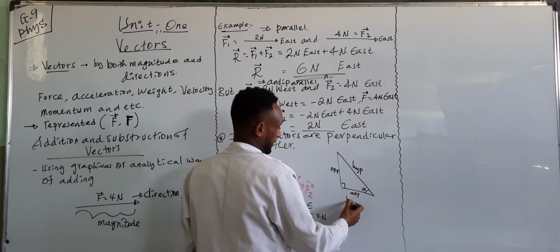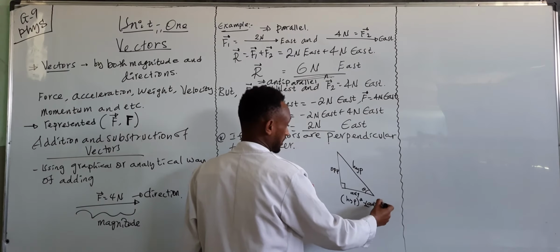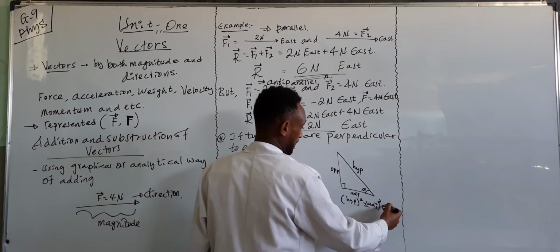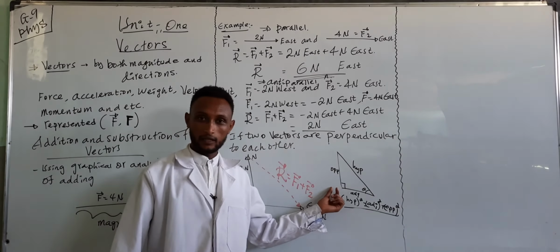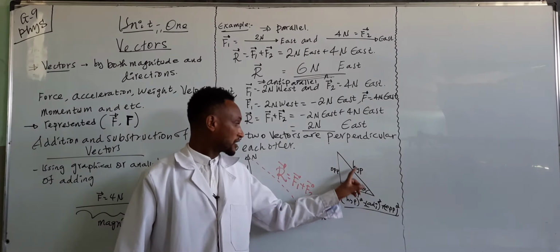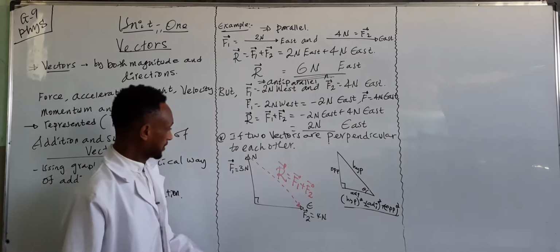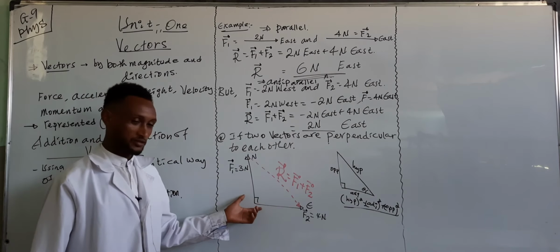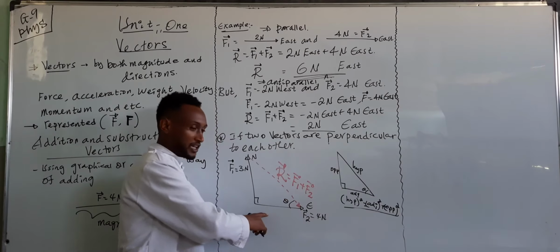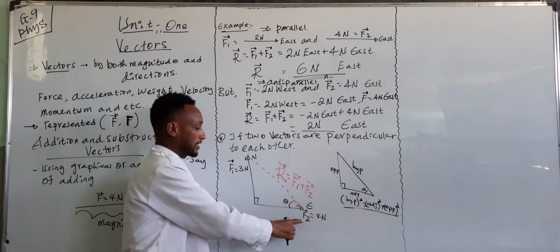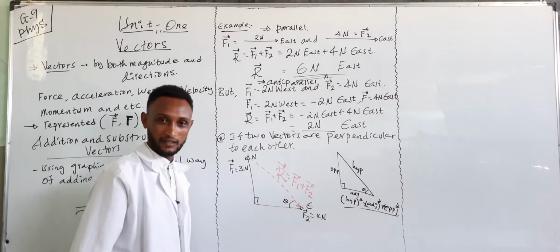We know that the hypotenuse squared is equal to the adjacent squared plus the opposite side squared. That is the Pythagoras theorem. Now apply the Pythagoras theorem here. Since they are perpendicular to each other, force 1 is the opposite side for this angle, force 2 is the adjacent side for this angle, and the resultant is the hypotenuse of this angle theta.